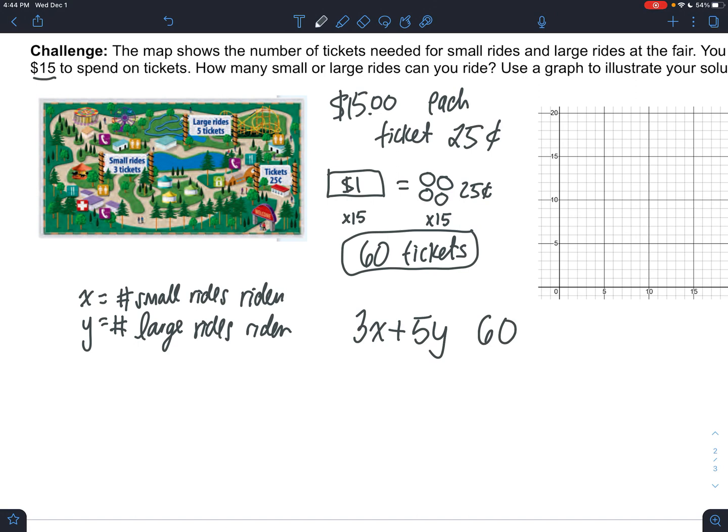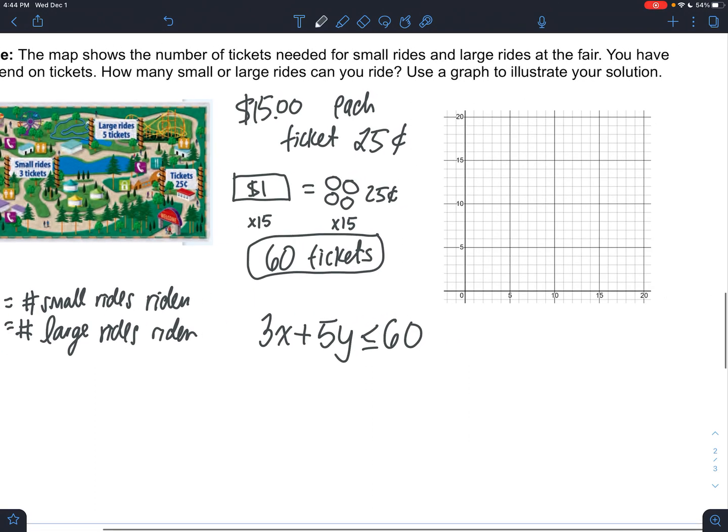Turns out the equation is, you got 3x plus 5y, right? 3 tickets per small ride makes 3x. And then 5 tickets for every large ride is 5y. And then the biggest that can be is 60, because you only have 60 tickets. I mean, you can go to the amusement park and only spend 20 tickets and walk home with your extra 40 if you really want to. So that's why the sign on this is going to be less than or equal to. Okay?